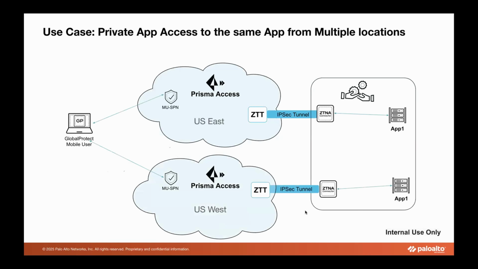Now, moving forward, ZTNA connector definitely supports multiple scenarios, and one of them is where a mobile user or remote network can access applications sitting in multiple locations. So if you have the same application deployed in US East, or you have the same application deployed in US West, you just have to deploy 2 ZTNA connectors in the data center, and you should be able to access those applications through your mobile user or remote network user.